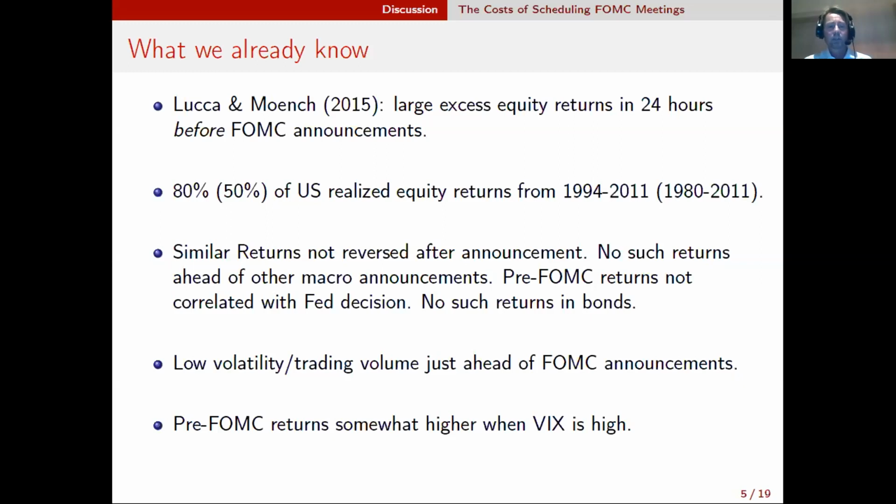We also document in our paper that there's low realized volatility and also low trading volume just ahead of the FOMC announcements. And we document that the pre-FOMC returns are somewhat higher when the VIX is high, but the level of the VIX ahead of the meeting alone cannot explain much of the variation in pre-FOMC returns.